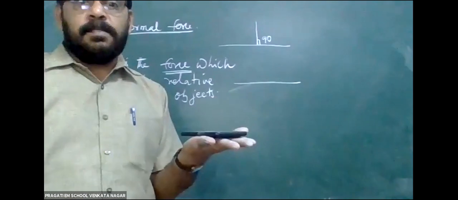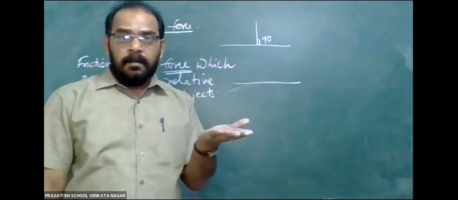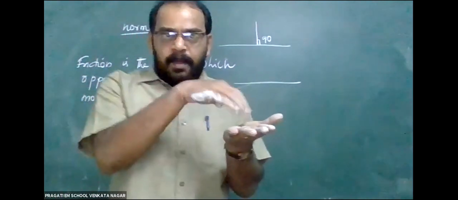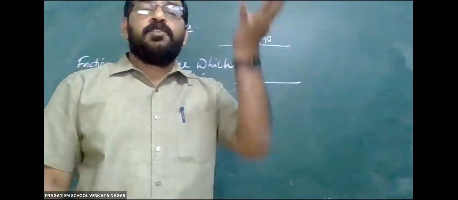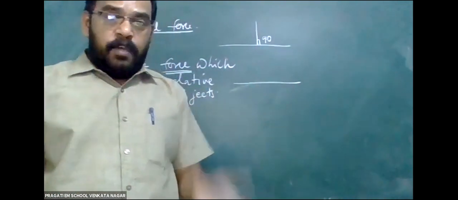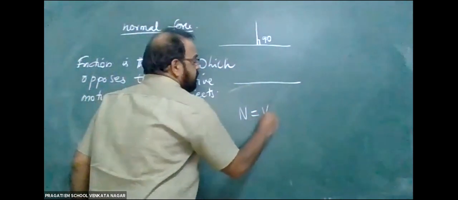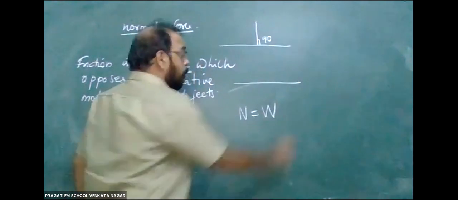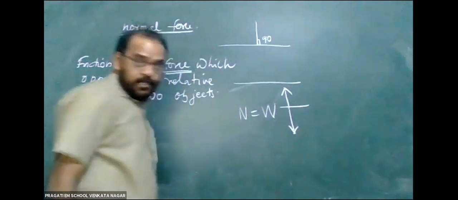Suppose, can I keep 100 kg like this? 100 kilogram, can I keep it on my hand? No, because that much normal force I cannot apply. So in that case, it falls down. So if the object is not falling down, what we can say, the normal force and weight are equal, but weight is in the downward direction and normal force in the upward direction.